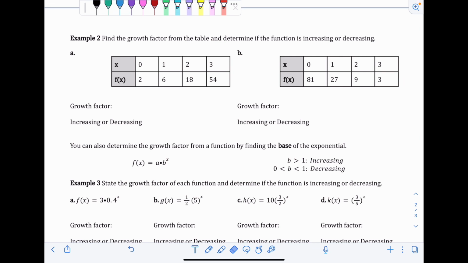So example 2 is to find the growth factor from the table and determine if the function is increasing or decreasing. So exponential functions are actually just like geometric sequences in that they both have a common factor or a common ratio that you multiply by to get to the next term. So our growth factor is going to be just like our common ratio from the geometric sequences. So if we look at our table and compare it back to the geometric sequences, that first row, all the x's, those are our inputs, but they're also just like our term numbers. And then the bottom row, the f of x, those are our outputs, but they're really just like the term values. So our growth factor we're going to find by figuring out what number I would have to multiply my f of x row by to get to the next number.